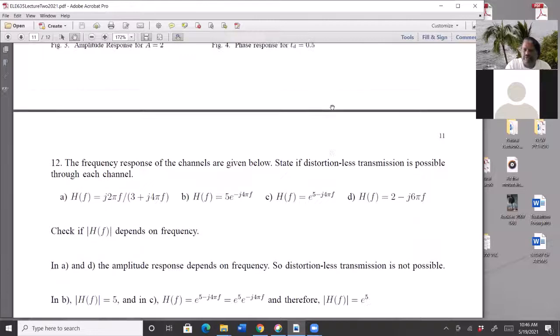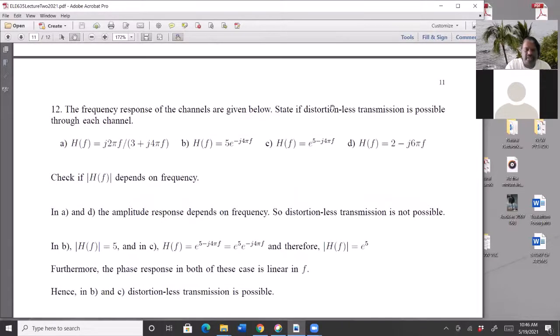Now one more question. I think this type of question appeared several times in the past midterms. So there are 4 different transfer functions given. You are supposed to find out which channels allow distortionless transmission. Okay, so these are the transfer functions of different channels. So let's first consider the first one.